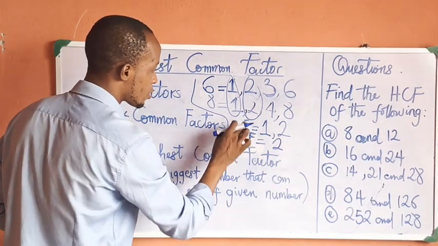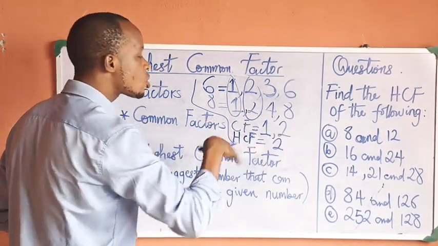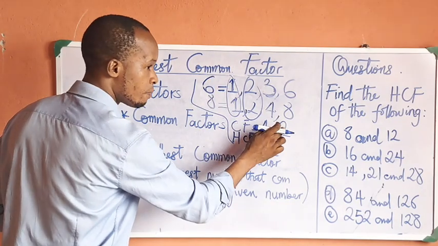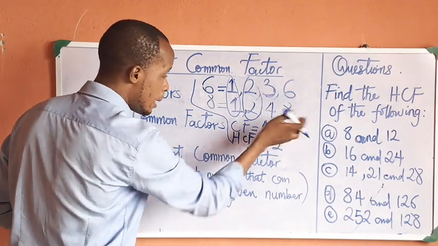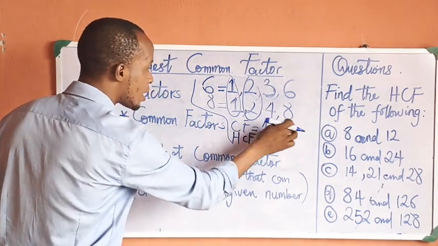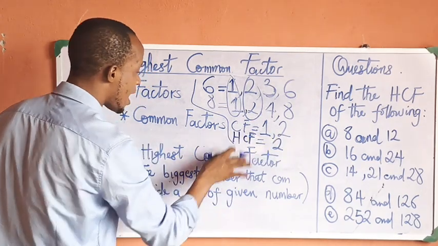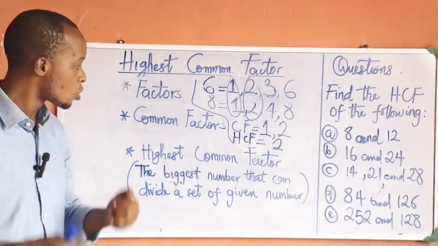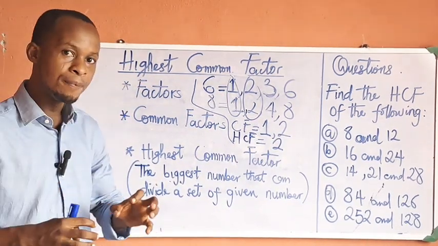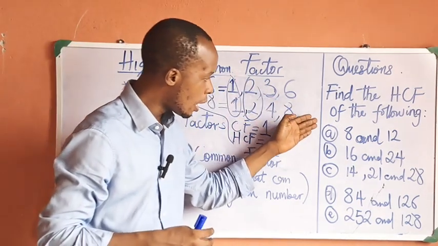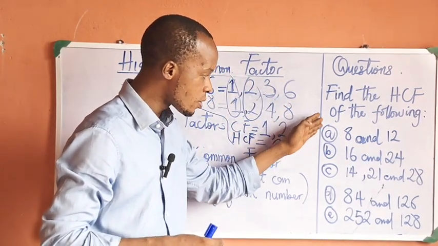The common factors are 1 and 2. So the highest common factor is the biggest. Or it may be more than 3. But in this case, the bigger number between 1 and 2 is 2. So 2 is the highest common factor. So from here, we are going to attend to one or two questions.